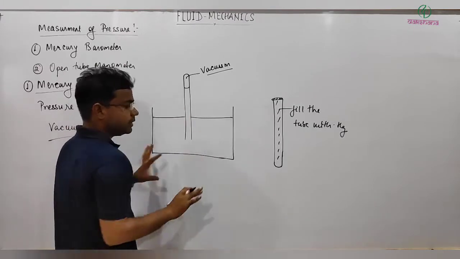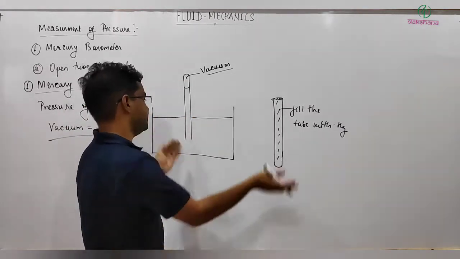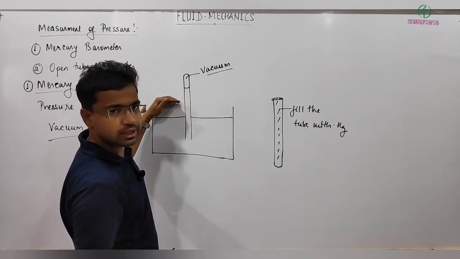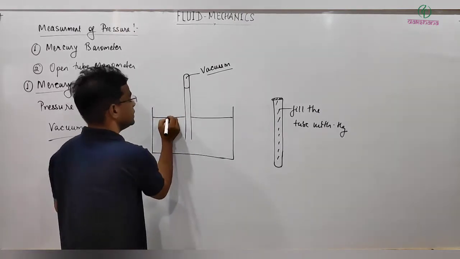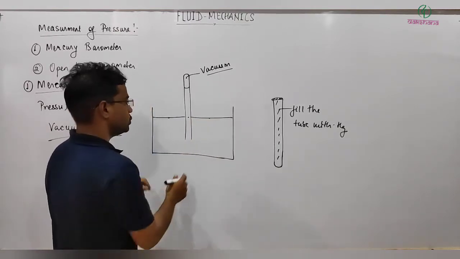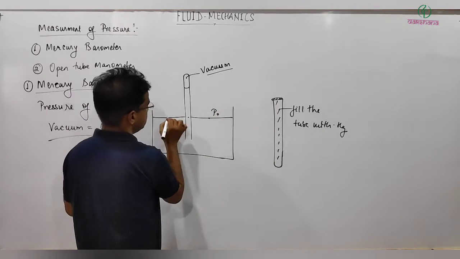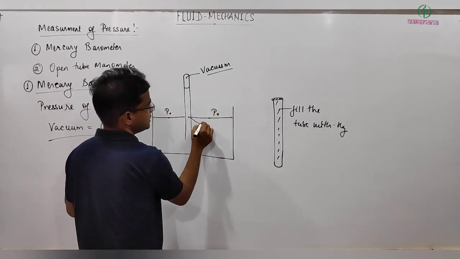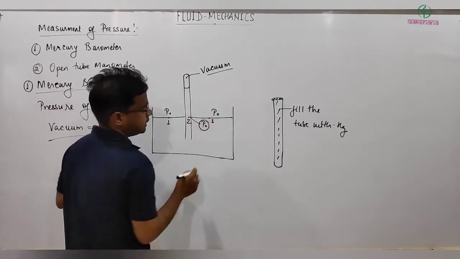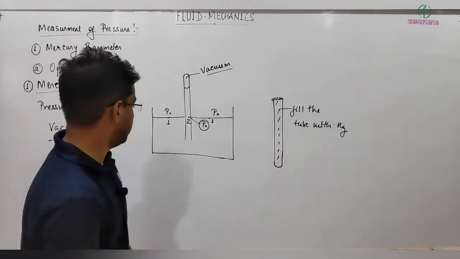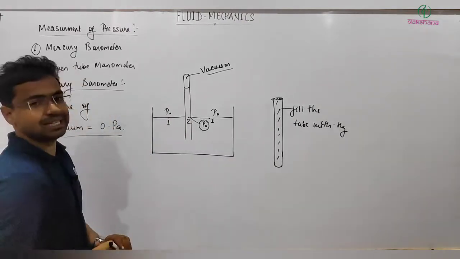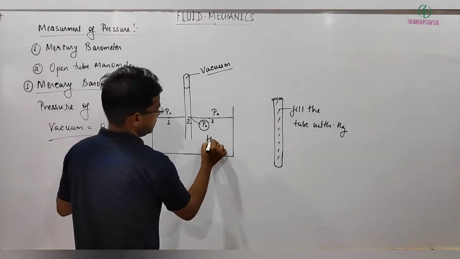So what we do is we initially fill the tube and invert it. Whatever the level was earlier, it will slowly come down until the pressure at the same level in the same liquid is equal. The pressure at this point is P naught, atmospheric pressure, and here also the pressure should be equal to P naught. I hope the mechanism is clear, and you understood how exactly this barometer works. This is complete mercury.